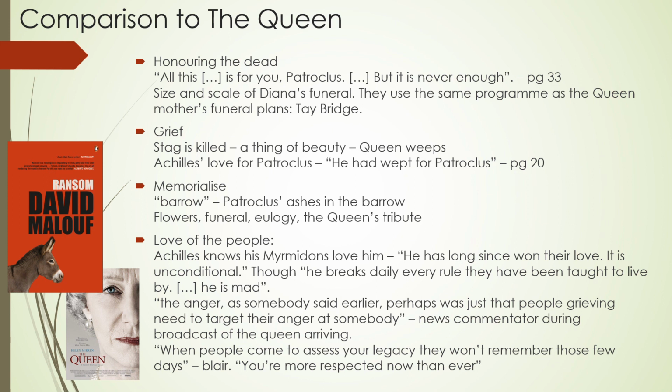The anger, as somebody said earlier, perhaps was just that people are grieving and need to target their anger at somebody. This is what a news commentator says during the broadcast of the Queen. So they acknowledge that perhaps the public are angry because they need to be angry at someone, rather than there being legitimate anger at the Queen. They just wanted to vent anger. And Blair says this: when people come to assess your legacy, they won't remember those few days. You're more respected now than ever. So they both still have the love of their people despite making some mistakes.